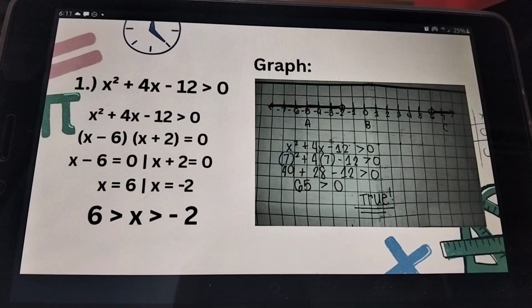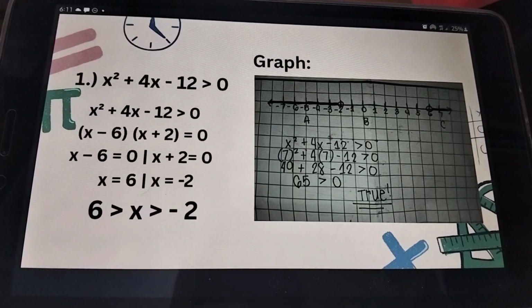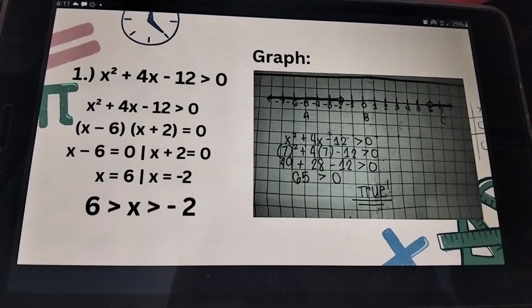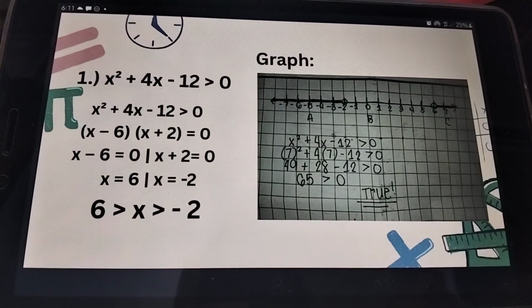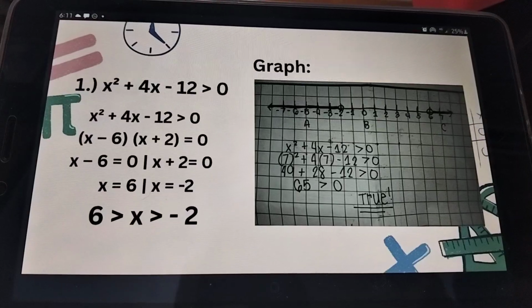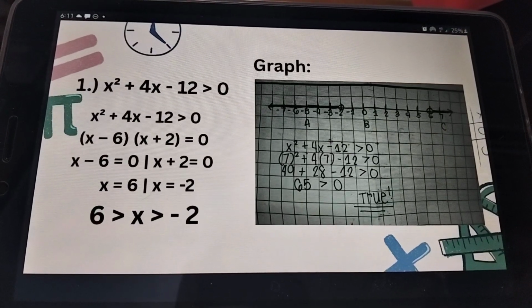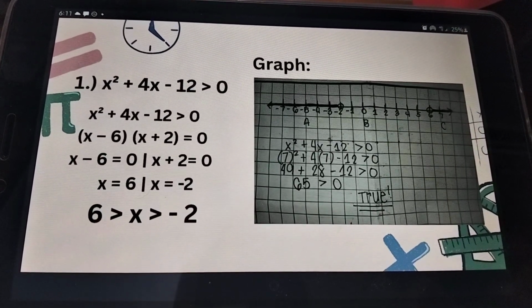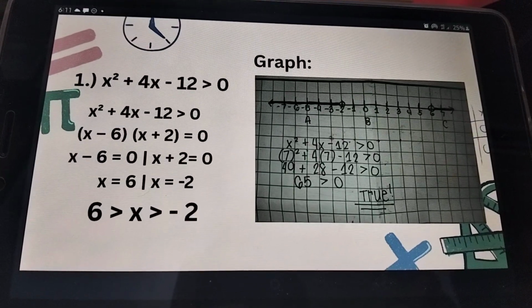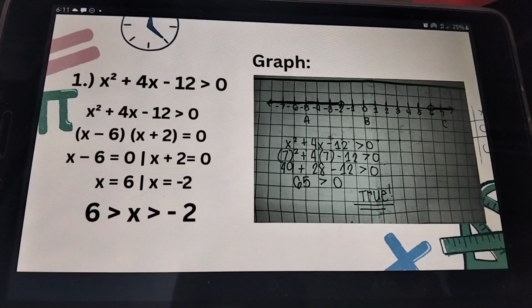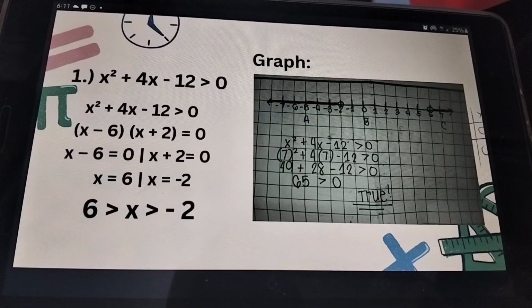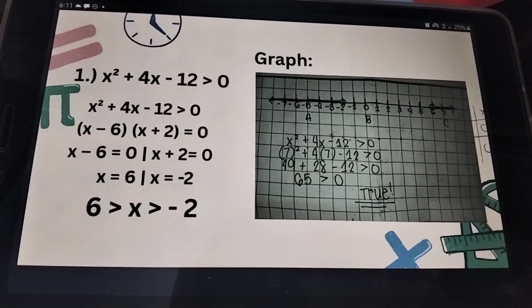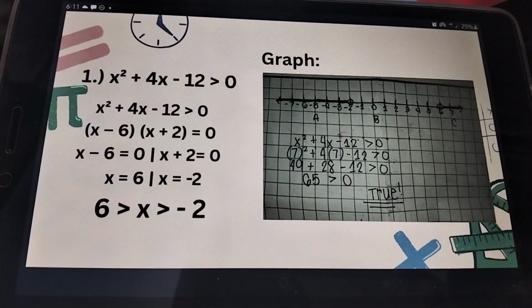When x is less than negative 2, the product is positive. When negative 2 is less than x and less than 6, the product is negative. When x is greater than 6, the product is positive. Since our inequality is greater than 0, we chose the positive intervals. So the final answer is x is less than negative 2 or x is greater than 6.